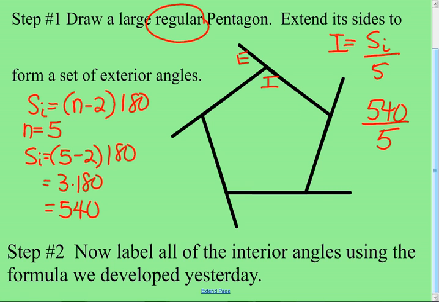And what are we going to get? You can do that one in your head. 5 goes into 5 how many times? Once. 5 does not divide into 4, but 5 goes into 40. How big? 8. So it's 108. They're all 108 because it was a regular pentagon. I need to read my problems.